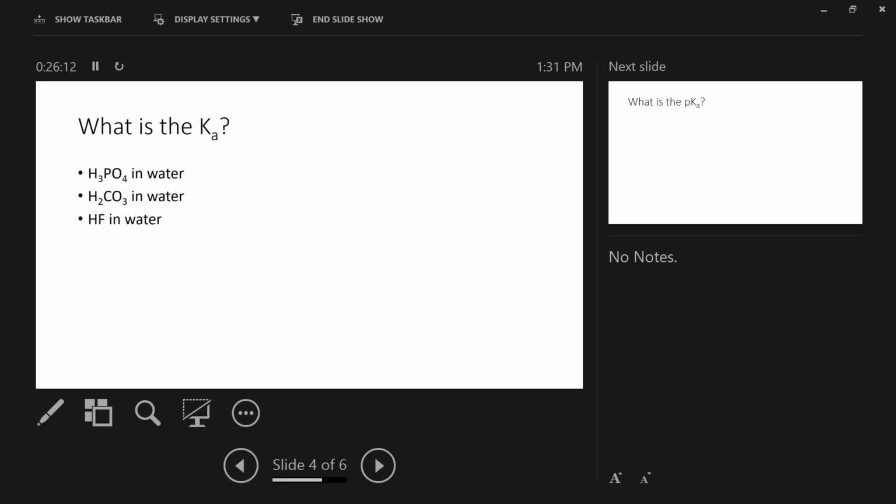All right, number 3. Now the Ka for HF. And how would we calculate our Ka? So we're going to start with the concentration of H3O plus, multiplied by what? The concentration of F minus, divided by the concentration of HF.